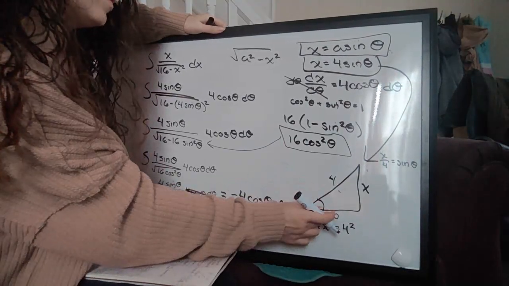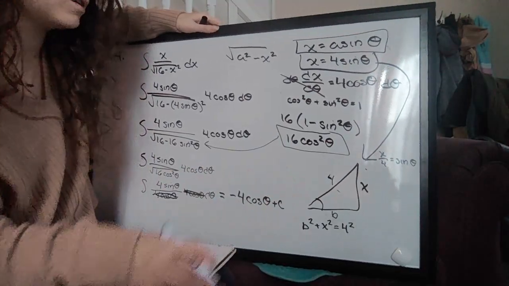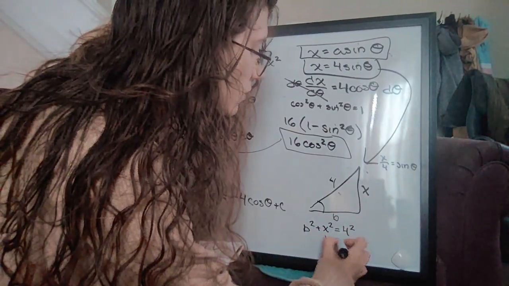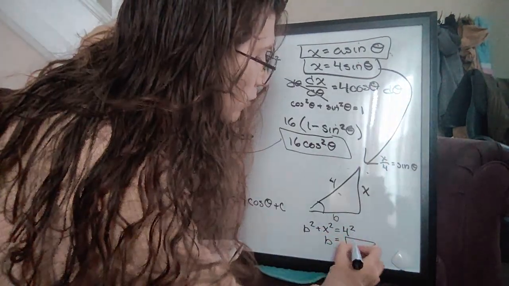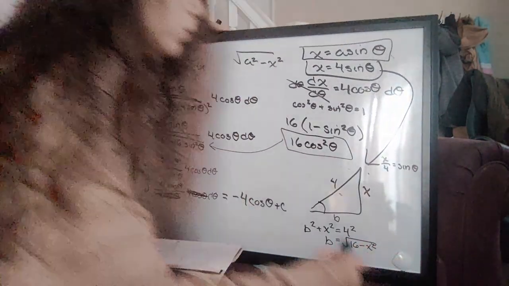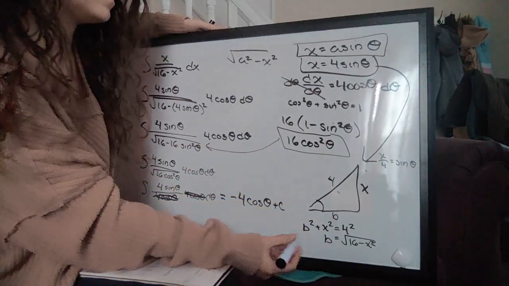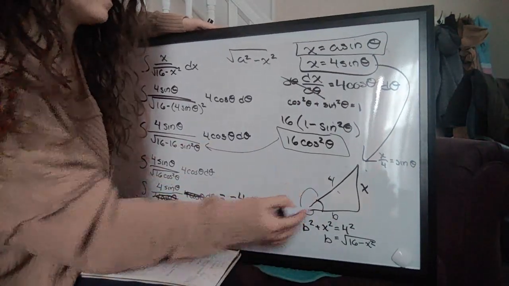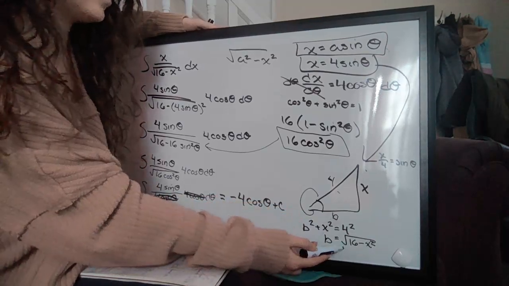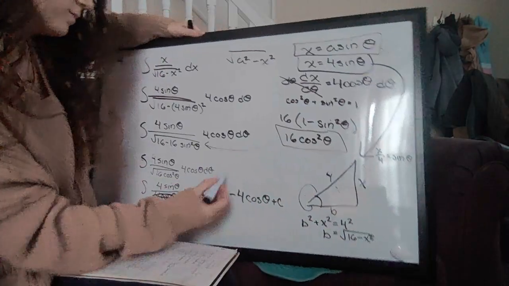I'm going to need to know what B is so that I can plug cosine of theta back into this equation. If I solve for B, I can subtract x squared from both sides and take the square root. So that will end up being 16 minus x squared, and the square root of that equals B. And then cosine of theta is adjacent over hypotenuse. So cosine of theta is the square root of 16 minus x squared divided by 4.